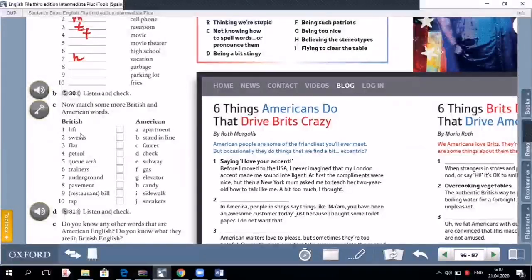Lift, maybe here, what's it? Lift, it may be elevator, yeah? Then sweets, you can find from this part, American, how American people say the word sweets in American English.